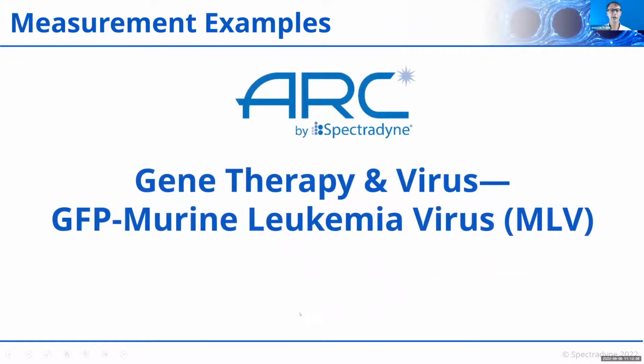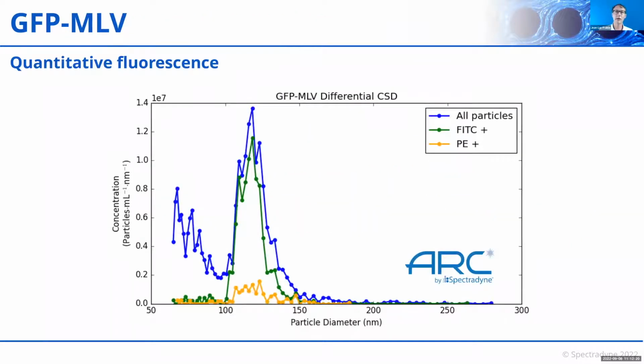The second example I'd like to show you is from a virus application or a gene therapy application. And what we're measuring here are GFP expressing murine leukemia virus, or MLV. When we measure it, this is the measurement result we see. So again, we've got concentration on the y-axis and particle diameter on the x-axis. And in blue, we're showing all the particles as detected by MRPS. You can see there's a well-defined peak from the virus particles in the sample, and it's sitting in a background of other non-fluorescent particles here.